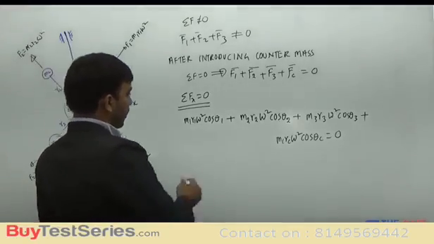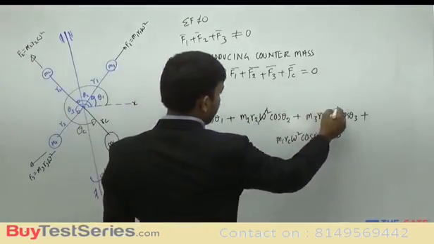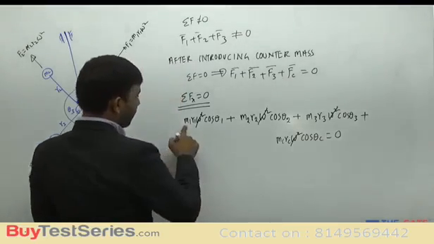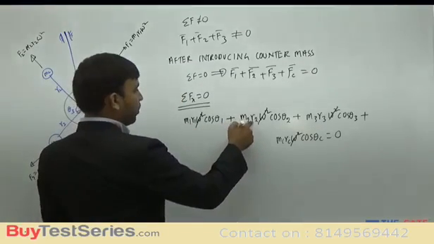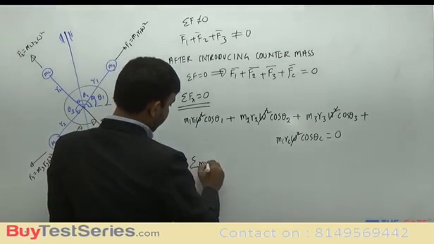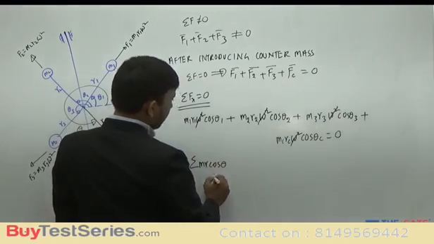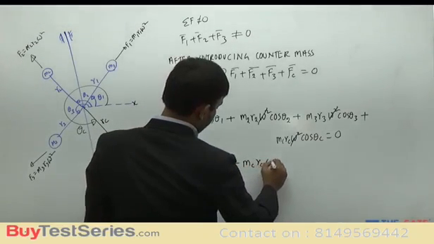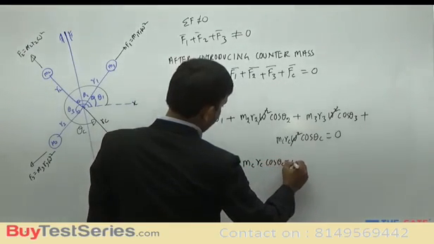Now I can eliminate this omega square, which is common in all the equations. Here you can see the terms: m1 r1 cos θ1 plus m2 r2 cos θ2 and so on. I can write it simply as the summation of m r cos θ plus mc rc cos θc, and this is 0.